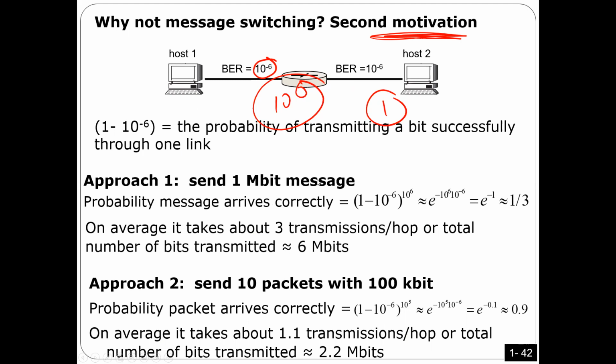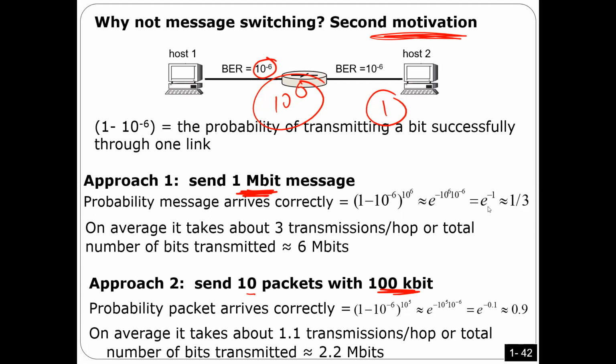In one case, I'm going to transmit 1 megabit. In another case, I'm going to transmit 100 kilobits, in case of small size, in case of packets. So if you see here, this probability is going to be 1/3. It's very high. So the probability to get the message delivered successfully is 1/3. Here it is going to be 0.9. You got what I'm saying?